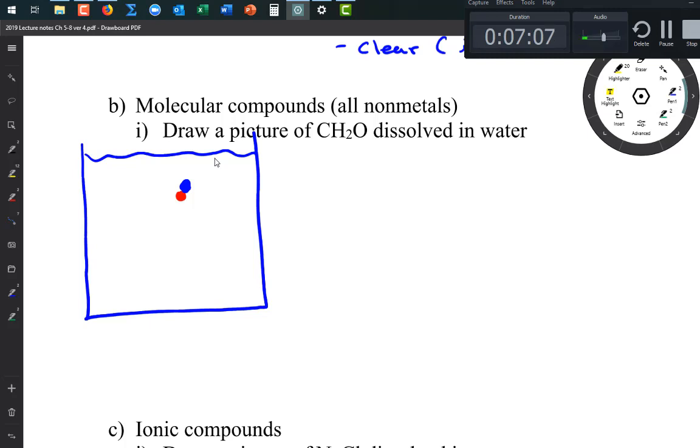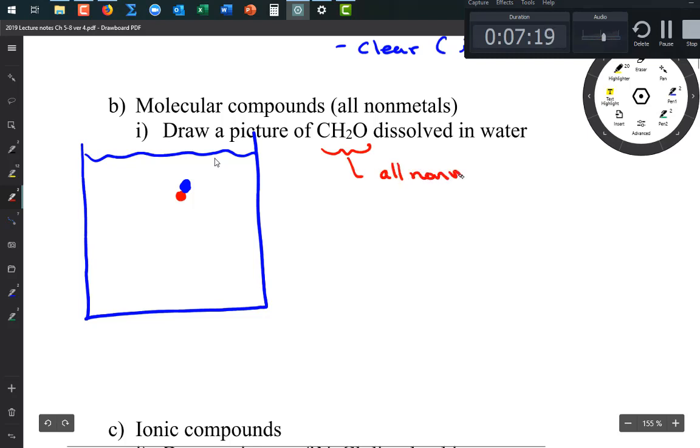This is just to get this idea across, because for molecular compounds, and what I mean by molecular compounds is things like this, this is all nonmetals. When we did our nomenclature, we were dealing with ionic compounds. We were talking about metals and nonmetals together. So I'm talking about molecular compounds like CH2O, that's formaldehyde, by the way.